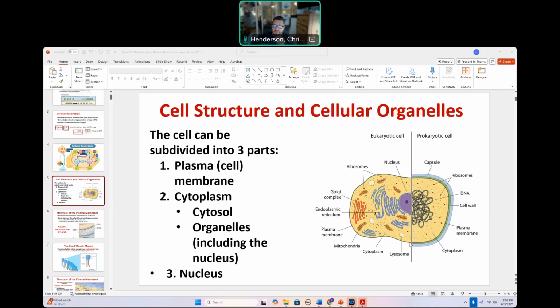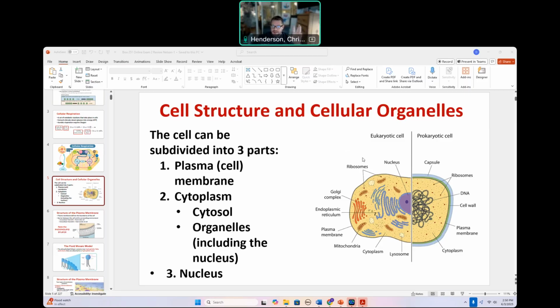The other part of the cell is learning about the organelles and what their functions are. So we're going to focus on the cell membrane here. What is the cell membrane? You can see it covers the outside of the cell. It's going to separate the outside from the inside.